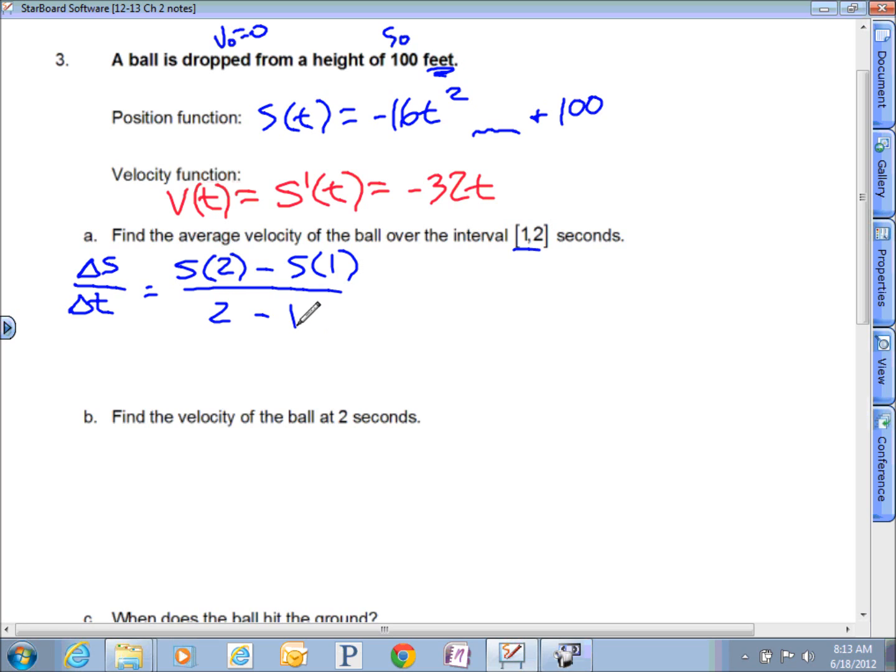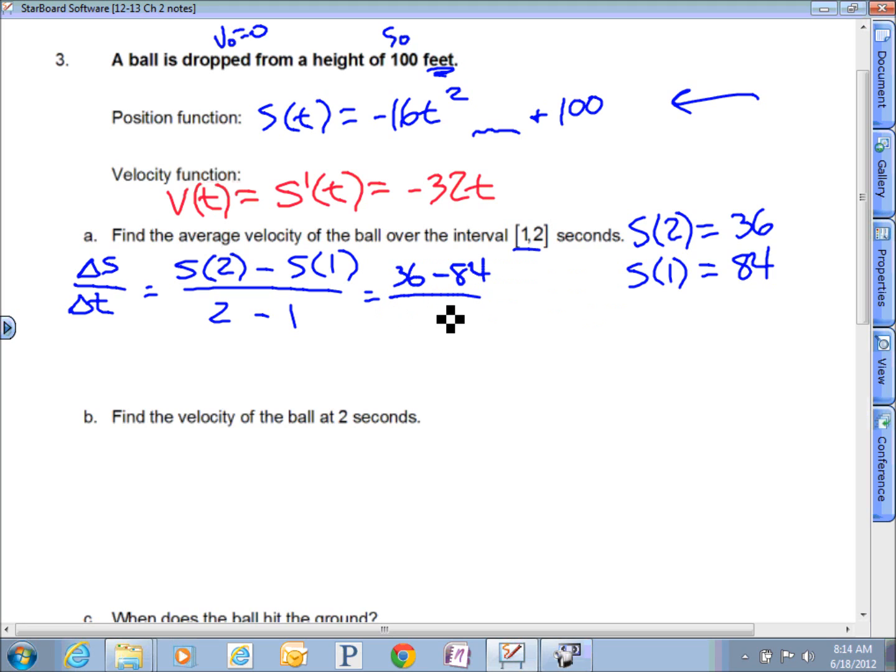Where did it change from? Well, I need to know what its height was at time 2. S of 2, let's come up there to that position function again. S of 2, 2 squared would be 4 times negative 16 would be negative 64 plus 100, 36 feet. S of 1, do the same thing. 1 squared is 1 times negative 16 is negative 16 plus 100 is 84 feet. So take those numbers and plug them in. So we've got 36 minus 84 in the numerator and a 1 in the denominator, negative 48 feet per second.